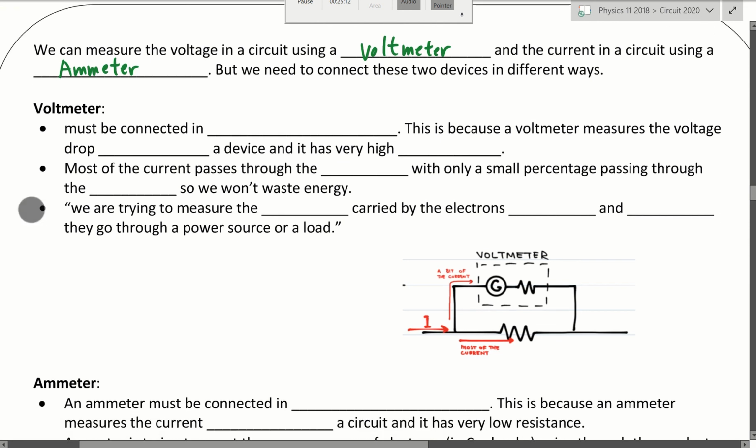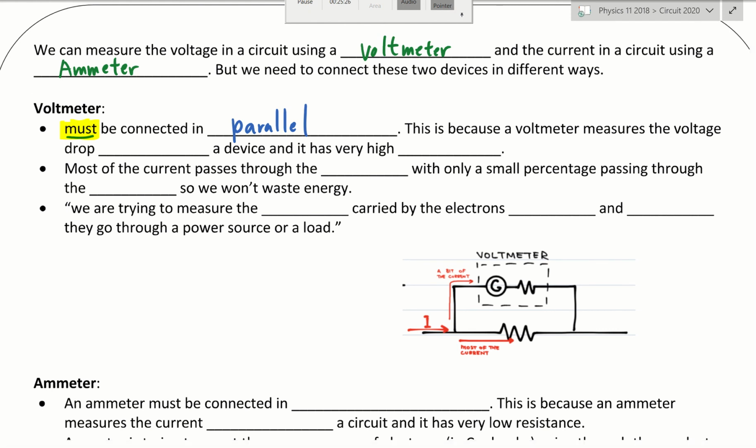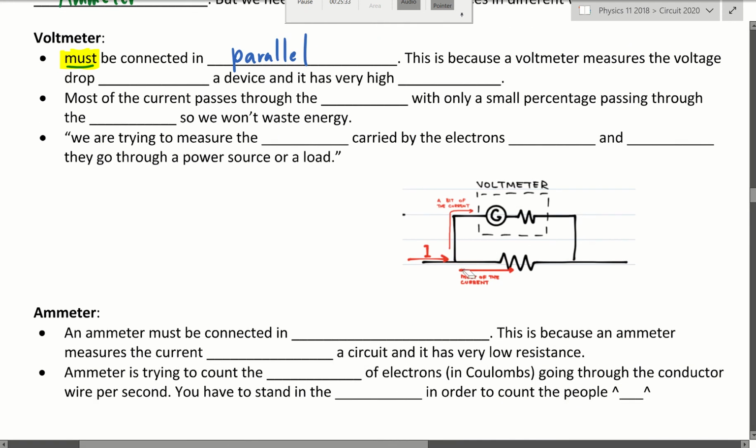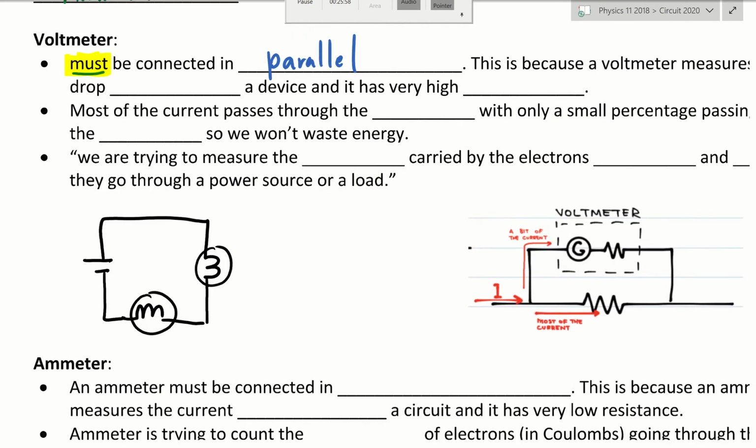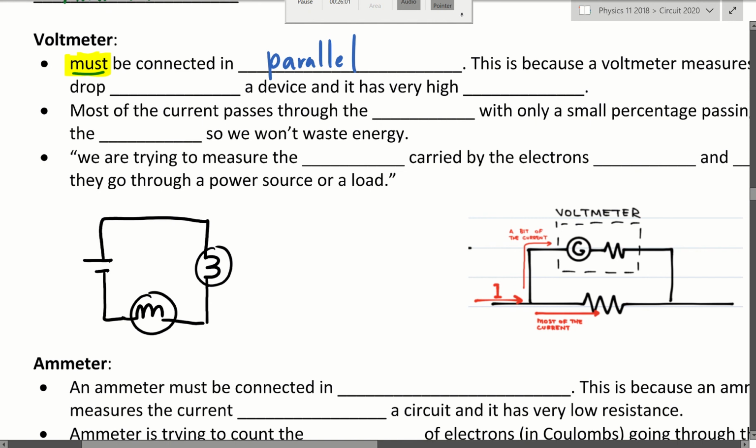Now, the voltmeter must, okay, it's not an option, must be connected in parallel with the item that you're actually measuring. So the voltmeter must be connected in parallel with the object that you're trying to get the voltage on. Now, parallel means you hook it up like this. For example, let's say you have a battery, a cell, and you have a light bulb, and you would like to know how much energy is delivered to this light bulb. Maybe you have more than one, so you don't know how much goes to the first one and how much goes to the second one. Let's say you want to measure the voltage drop across a light bulb.